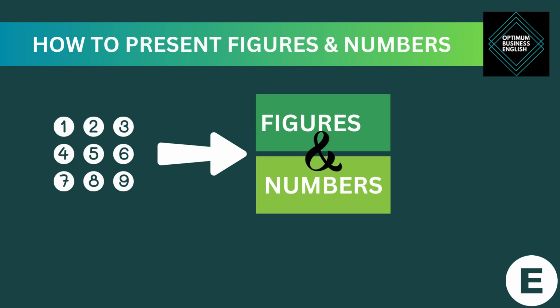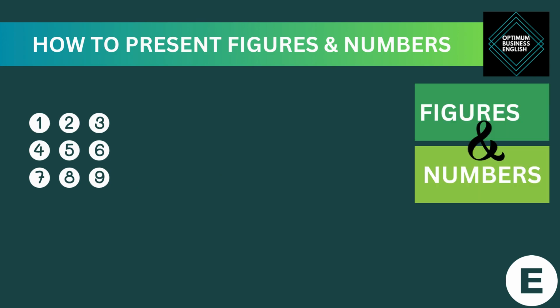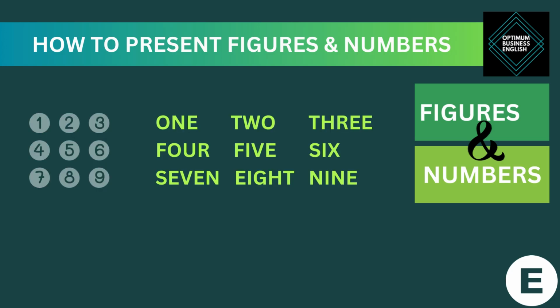Finally, there are numbers, which are thought of or are being considered to be both figures and numbers. And numbers have only two ways of being represented or expressed, and that is either as numbers or as words.